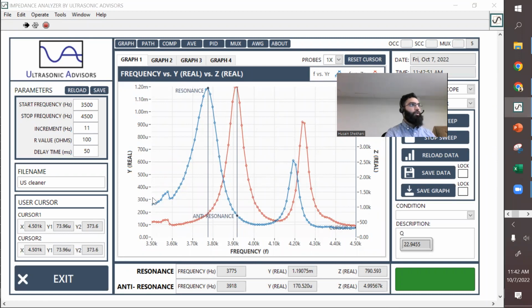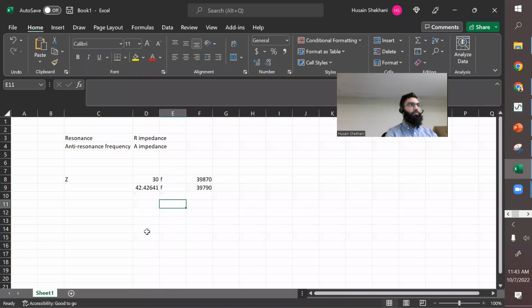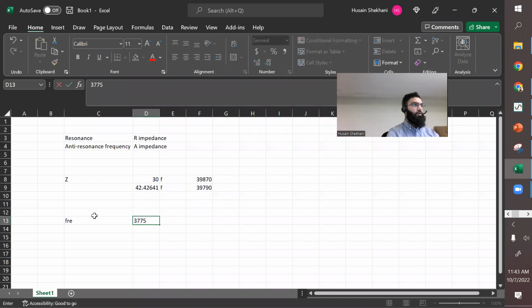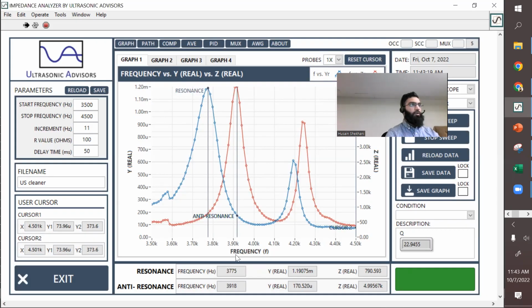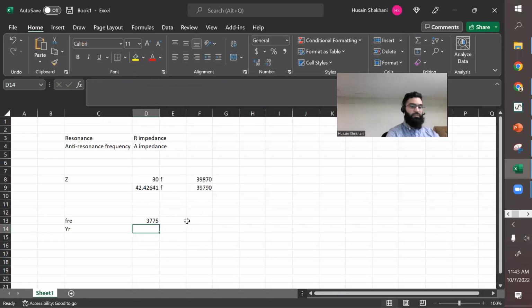Can you show the calculation from the admittance plot? Yeah, this is perfect. So I'll do that for you. Here for this transducer, the frequency is 3,775. And the resonance admittance, YR, is 1.19 millisiemens. I can just leave that as 1.19, and I'll write the unit here just to make it clear. So what do we need to do?